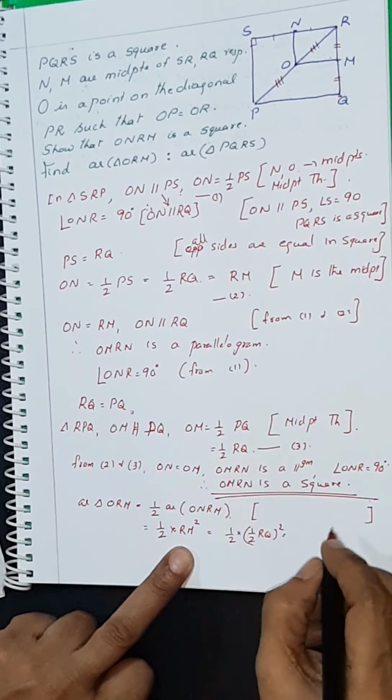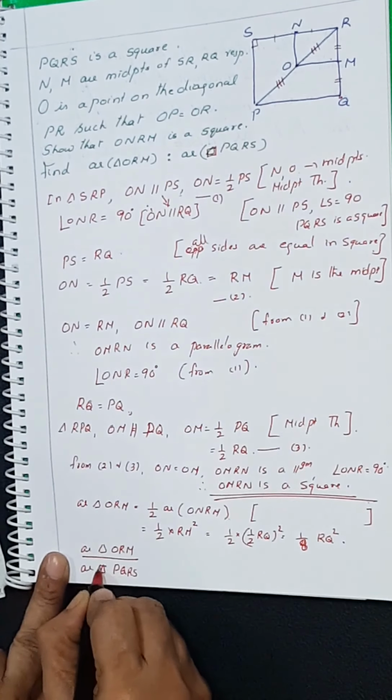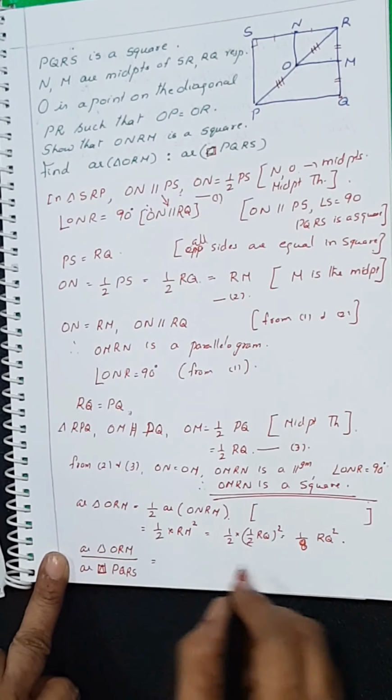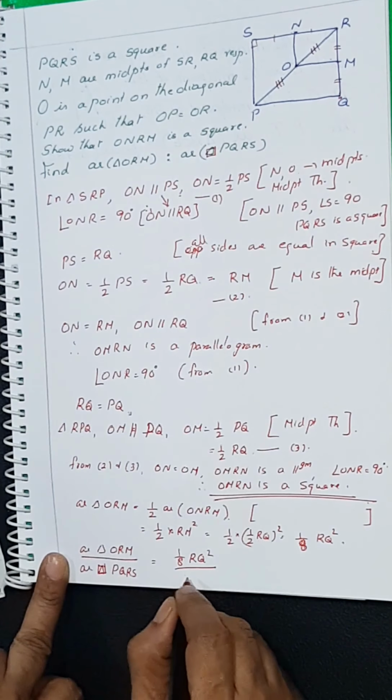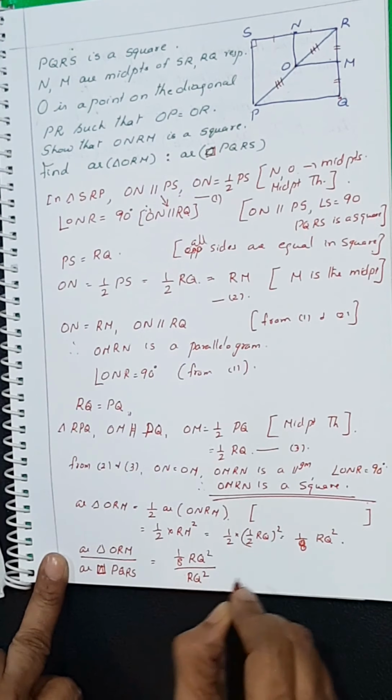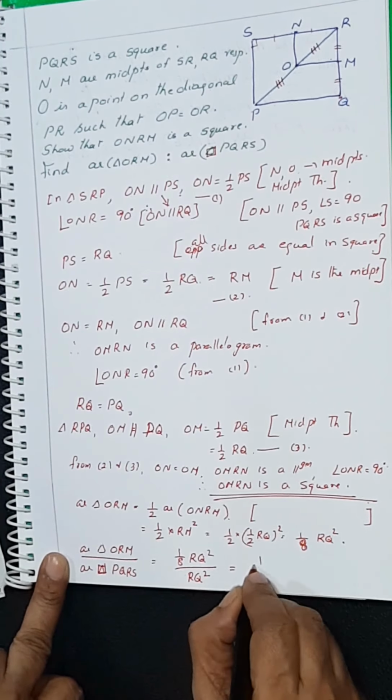Now the area of PQRS will be RQ squared. So the ratio of the area of triangle ORM to the area of the square PQRS is equal to 1 by 8 RQ squared by RQ squared, since PQRS is a square. So that is equal to 1 by 8.